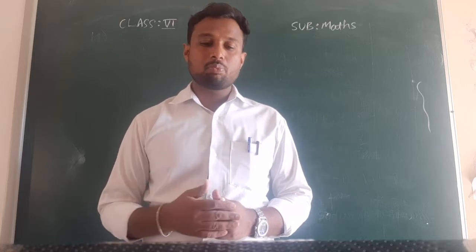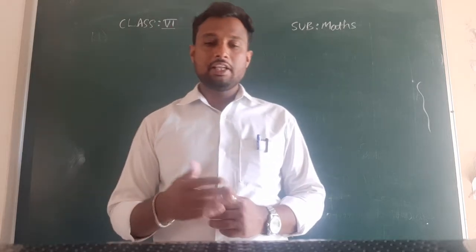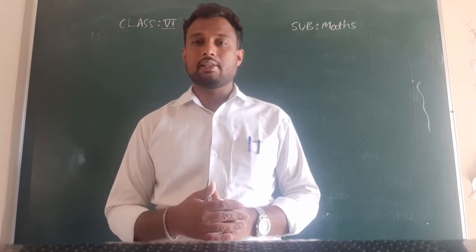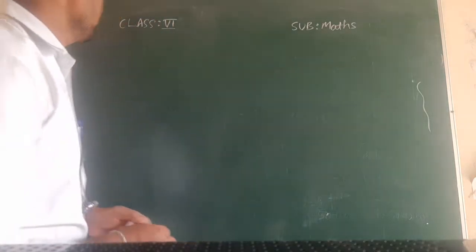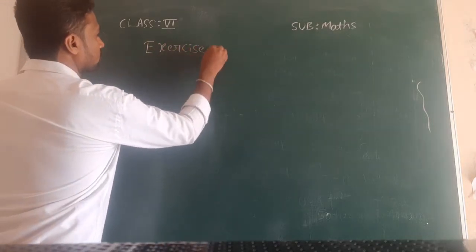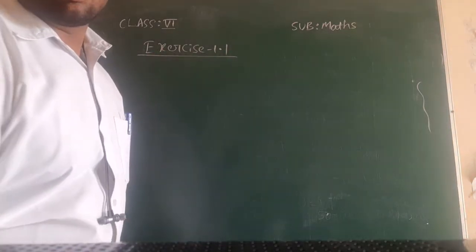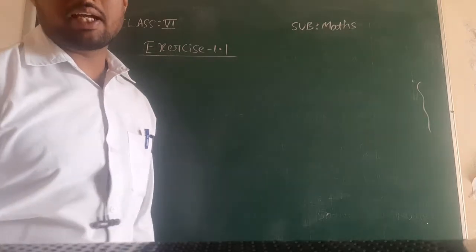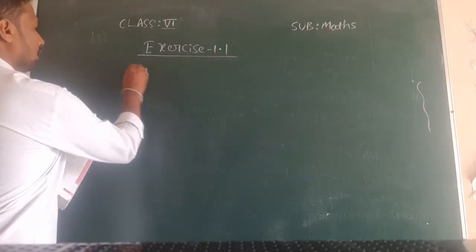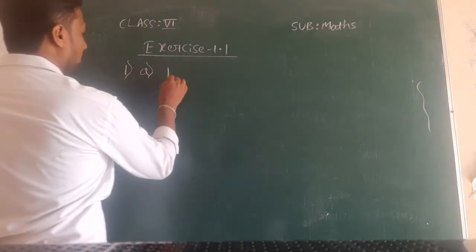In exercise 1.1 I will solve one or two problems in each main question, so you can complete exercise 1.1 very easily. Here in exercise 1.1, the first question is fill in the blanks. First question A: 1 lakh equals to dash 10,000.